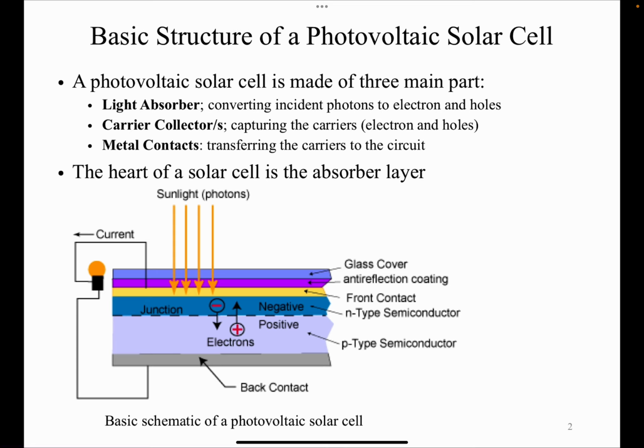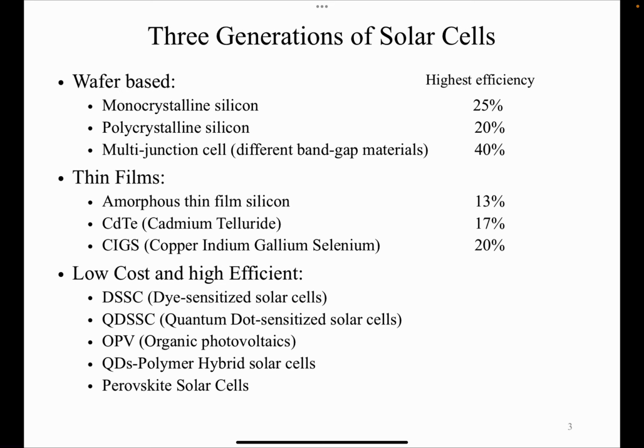In the diagram, we can see the first part is glass cover, anti-reflection coating, front and back contact. In between, there is an absorber layer. The absorber layer is called the heart of the solar cell. Whenever sunlight enters, it generates holes and electrons, same like a PN junction diode, and we collect it by front and back contact.